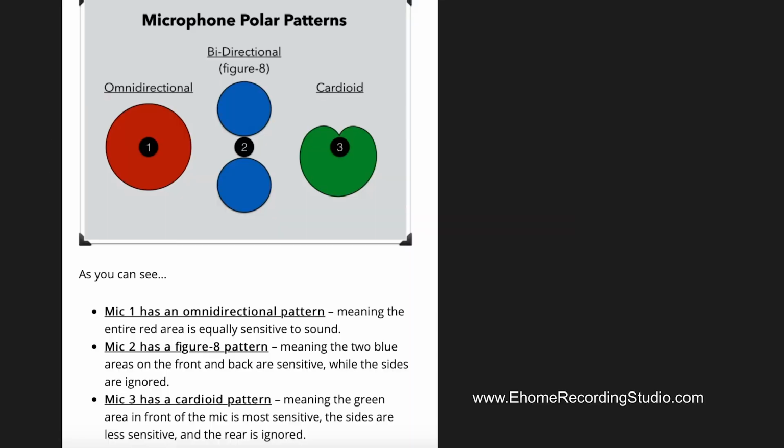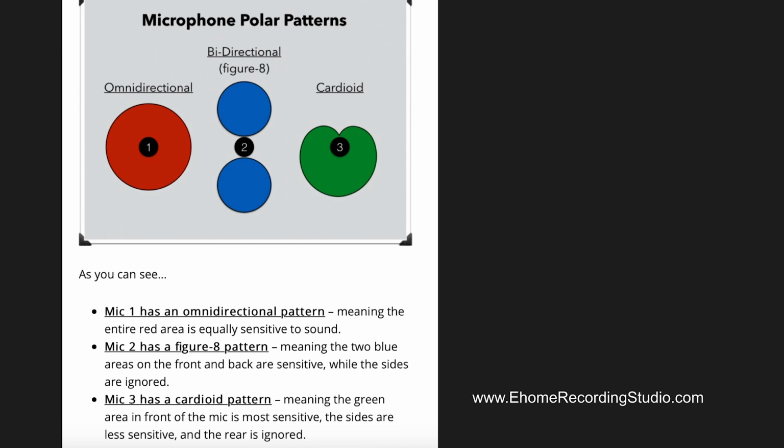Let's break it down from this photo I got off of ehomerecordingstudio.com. So as you'll see, the three basic microphone polar patterns I listed are pictured above. The first one, omnidirectional, you'll see that red circle. Bidirectional or figure eight, you'll see the two blue circles. And cardioid, you'll see that kind of upside down heart, the green one. So now let's see what he wrote here. Mic 1 has an omnidirectional pattern, meaning the entire red area is equally sensitive to sound.